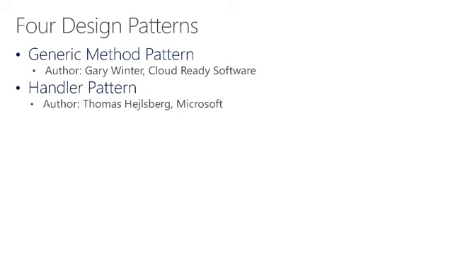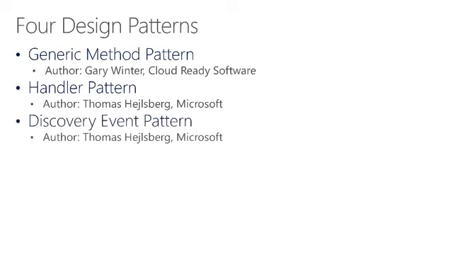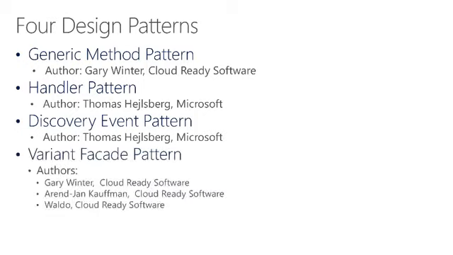We are going to look at 4 design patterns. One of them we've already looked at, that's the generic method pattern. The author was Gary Winter, one of my fellow partners at Cloud Ready Software. Then we've also looked at the handler pattern that was written by Thomas Helsberg at Microsoft. We have something called a discovery event pattern, also authored by Thomas Helsberg at Microsoft. And then finally, the variant facade pattern written by Gary from Cloud Ready Software, John Kaufman from Cloud Ready Software, and Waldo Erik Wouters, Cloud Ready Software.